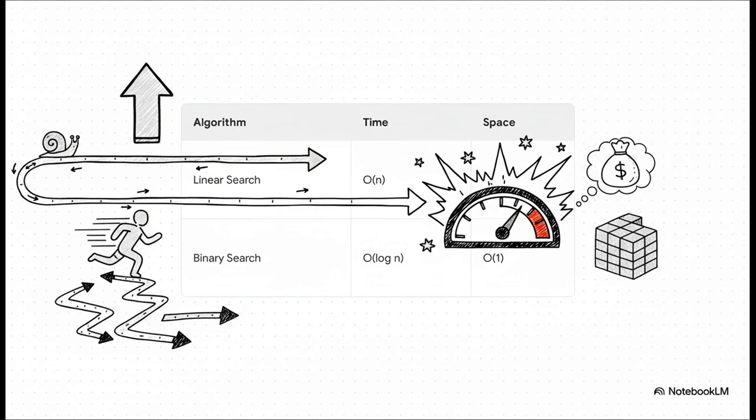So here's the final head-to-head comparison. Linear search is slow, O of n. Binary search is blindingly fast, O of log n. And the best part? Look at the space complexity. They both use a constant amount of memory, O of 1. They don't get hungrier for memory as the list gets bigger. You get a massive speed boost for basically free.